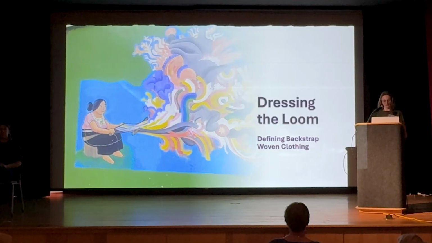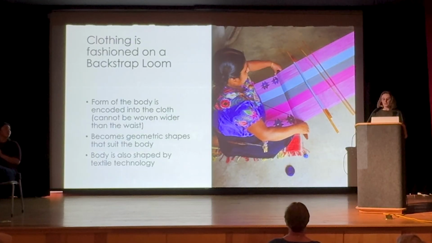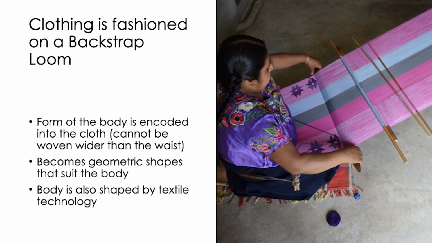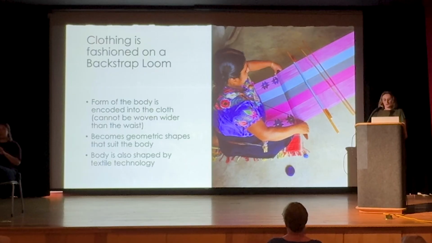Let's move on to talking about how these textiles are made. So something that I really love about backstrap weaving, you can see a loom set up here. Essentially, the loom is attached to a pole or a tree, or sometimes even a hook drilled into the wall, and then is attached to the body. So the form of the body is already encoded into the cloth as the wearer makes it.